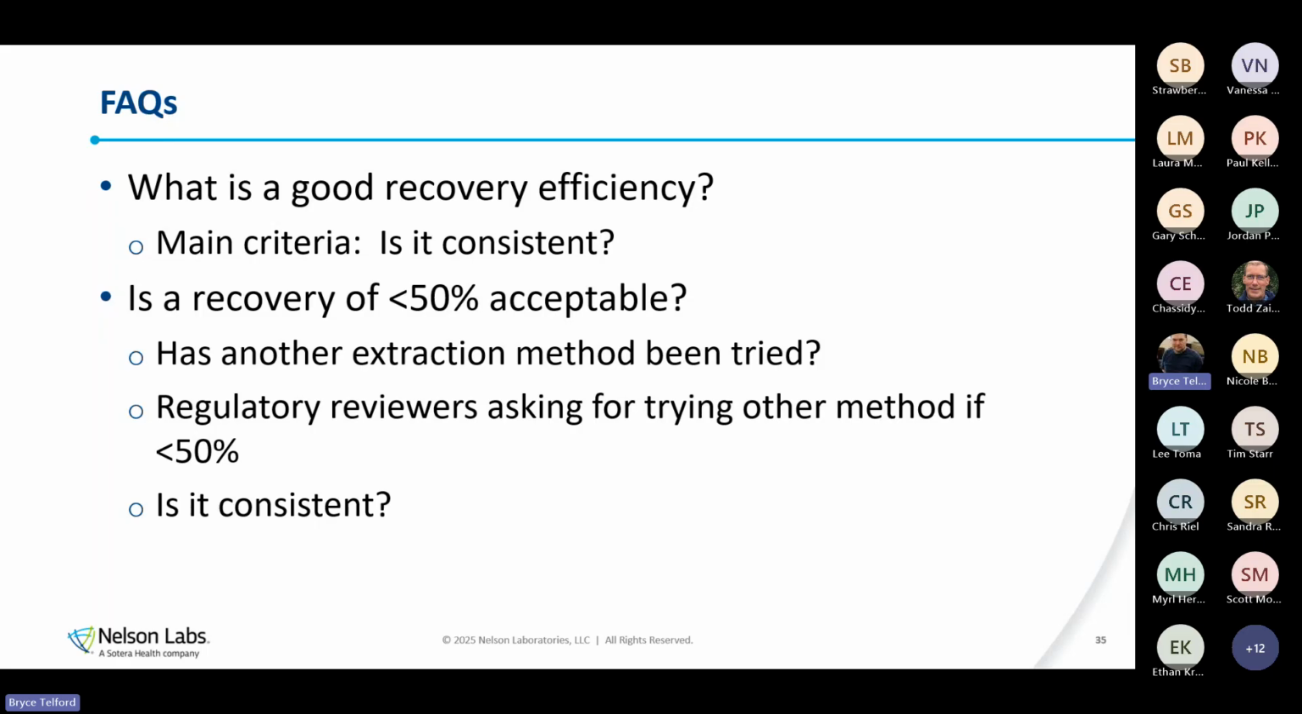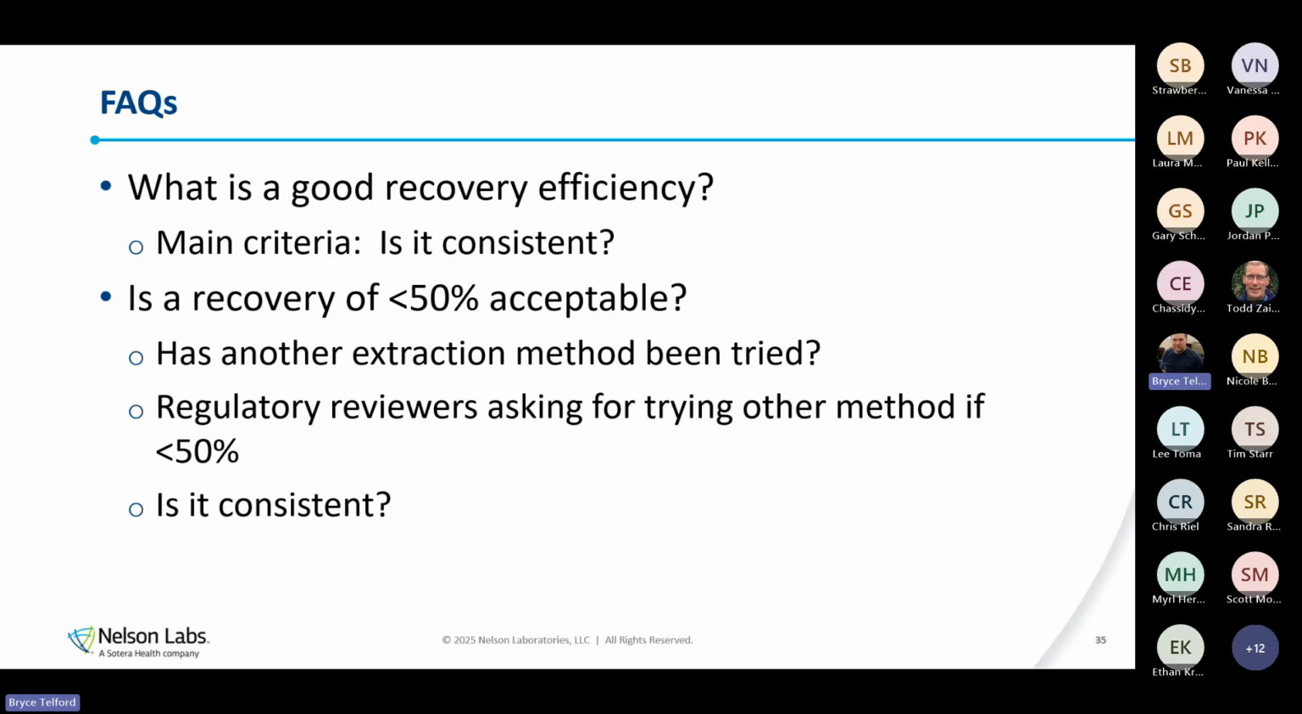50% though is not the do-all end-all. Consistency is the main one that we want to consider. But if I have an arbitrarily low recovery efficiency, if I have, for example, just 5%, I can consistently have 5%, 5%, 5%, but that's probably still not the most representative as I'm not accounting for my other 95% of my bioburden. So ideally, we want both consistent and a high percentage, but we kind of want to have some guidance.